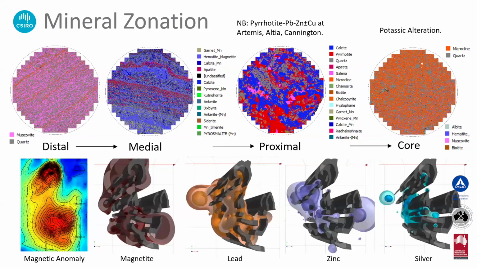So from the distal part into the core here, you see that's the magnetic anomaly there. You've got the host rocks, which are pretty boring, muscovite quartz schists. The really magnetic rocks are apatite, magnetite, calcite, garnet, all sorts of weird minerals whose names I can't really pronounce. Pretty high temperature minerals, going into this pyrrhotite, calcite, galena assemblage there. And then there we've got microcline quartz.